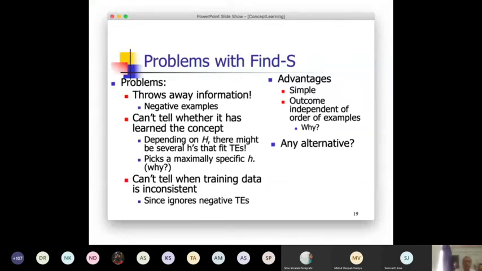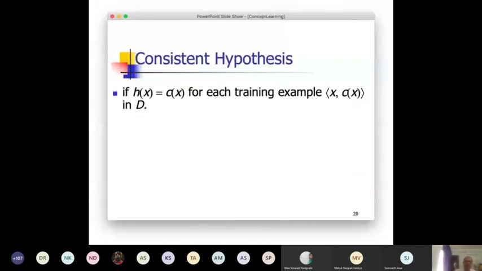So naturally, the question is: is there any alternative? Like the second approach I told you, we can consider enumerating all consistent hypotheses. There is an algorithm called the candidate elimination algorithm, which is more popular in that sense because it considers all possibilities. We will discuss that algorithm subsequently. First, let us understand the term consistent hypothesis.